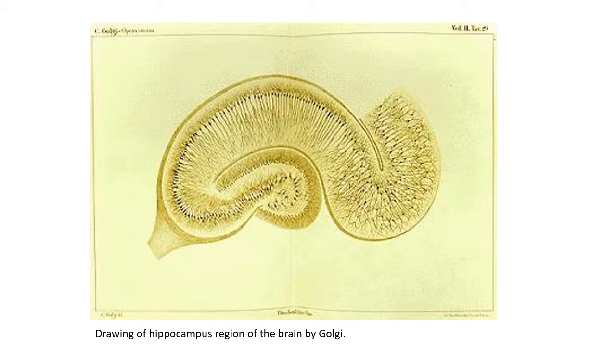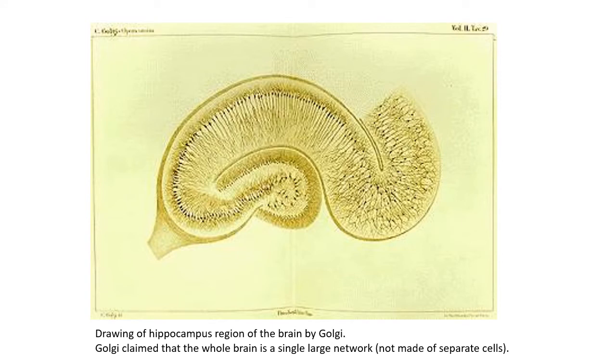The way Golgi interpreted these images was that, to him, all of this looked like a densely interconnected network with lots of fibers. He could not see distinct cells in there, so he thought maybe the brain is slightly different from other parts of the body in that it is basically a dense mesh or a network of tissue.